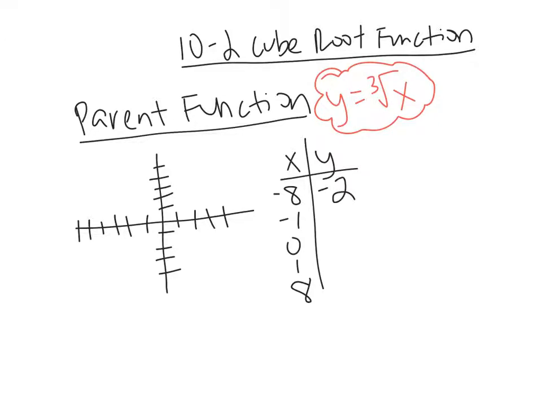So we can graph that point, -8, 1, 2, 3, 4, 5, 6, 7, 8. Got to extend my graph. And we get -8, -2. Cube root of -1 is just going to be -1. Cube root of 0 is 0. Cube root of +1 is +1. And cube root of 8 is +2.